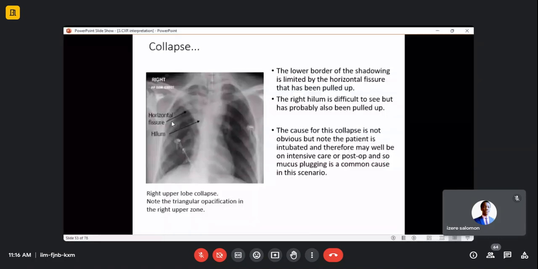Victor was trying to ask whether it is consolidation or collapse. Okay, that's a very good question, by the way. Remember, there is also a complete collapse.